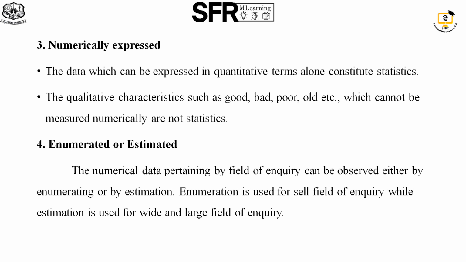Next, fourth one is enumerated and estimated. Enumerated and estimated means the numerical data pertaining to a field of inquiry can be obtained either by enumerating or by estimation. Enumeration means the field inquiry is an enumeration. The estimation is nothing but a wide, large area inquiry.